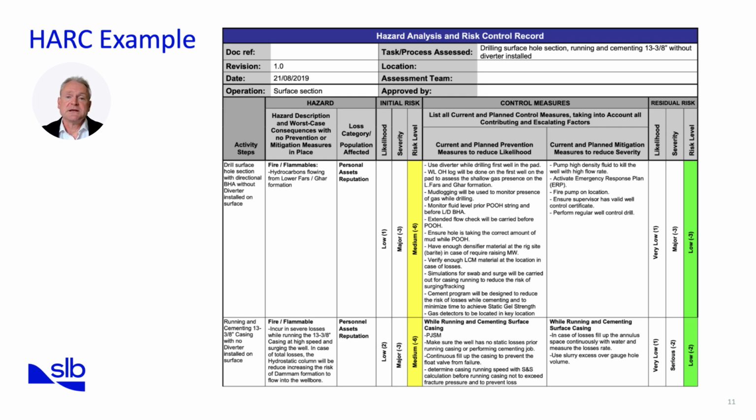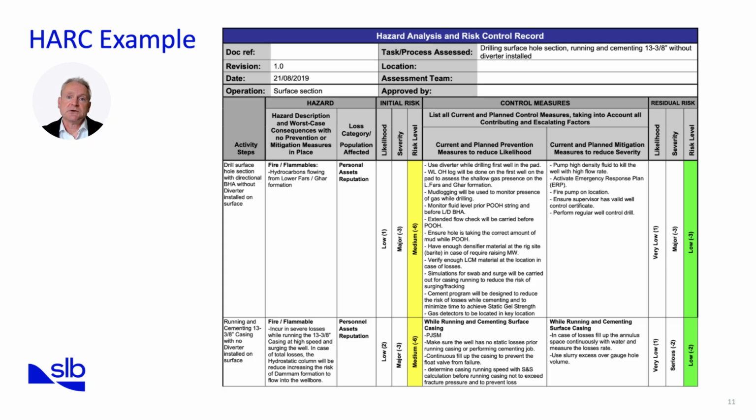The loss categories listed are personnel, assets and reputation, emphasizing the impact on safety, equipment integrity, and the operator's standing. Looking at the initial risk values, the likelihood is rated as low, meaning such an event is not expected frequently, but the severity is major, reflecting that if it does occur, consequences could be significant. Together, these produce a medium risk level. Control measures are divided into prevention and mitigation.